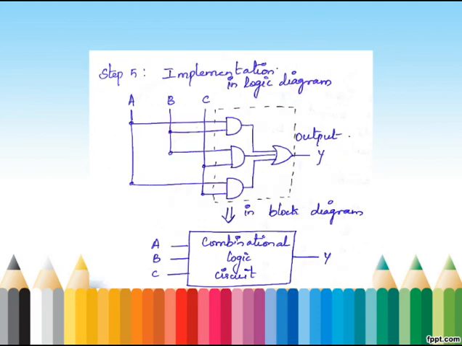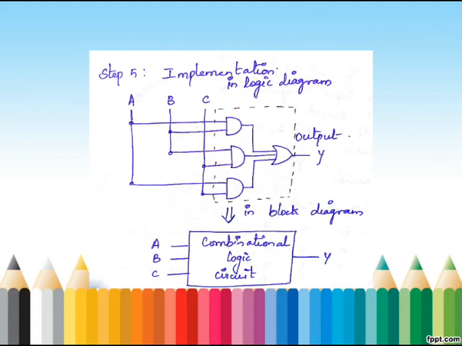In this implementation, in the logic diagram, 3 AND gates are there and 1 OR gate is there. For the first AND gate, the inputs are A and B, for the second AND gate, the inputs are B and C, and for the third AND gate, the inputs are A and C. Finally, the outputs of the 3 AND gates are connected to a common OR gate to obtain the output Y, that is AB + BC + AC. This is the corresponding logic diagram implementation for the obtained Boolean expression.